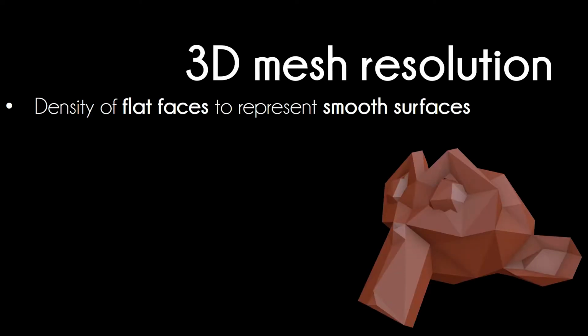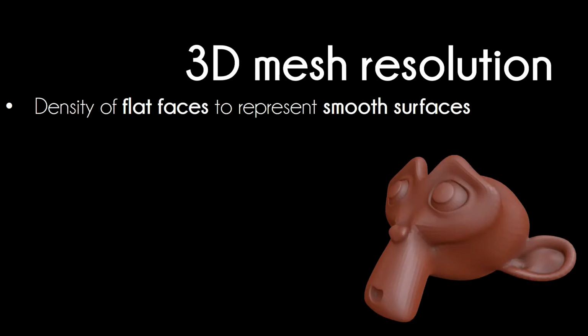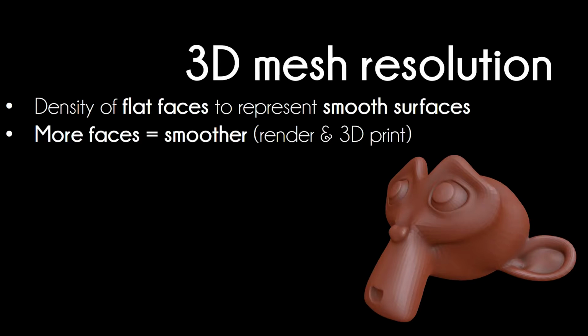Take for example this model. It's made up of a bunch of little triangles, as you can see. Now you can't really see the shape very well, you can't really make out what it is. So let's add a few more faces. Now you start to see the actual shape of the object. This is actually the monkey head that is preset in Blender. If I increase the mesh resolution even more, you can see the actual smoothness of the surface coming through. So as I said, the more faces you have, the smoother your object becomes. And that counts for both rendering and 3D printing.